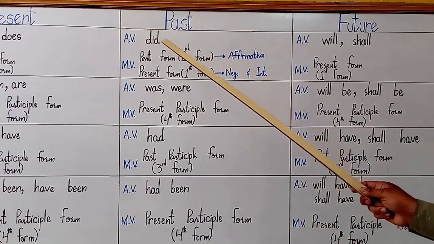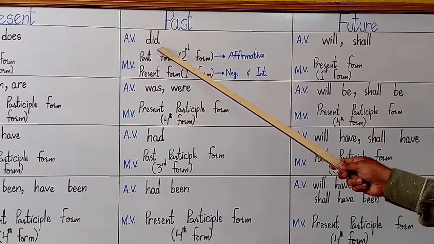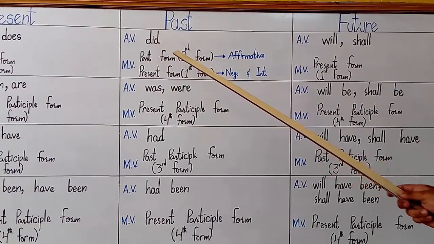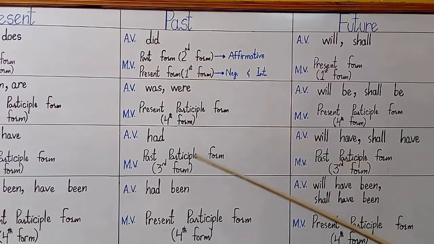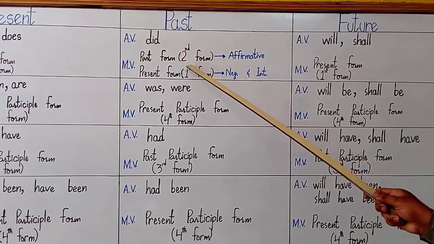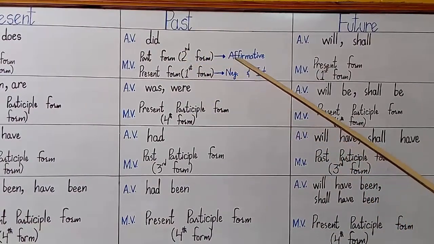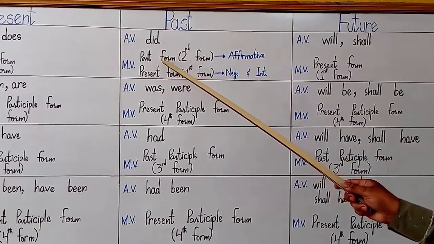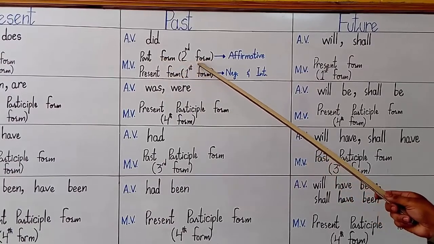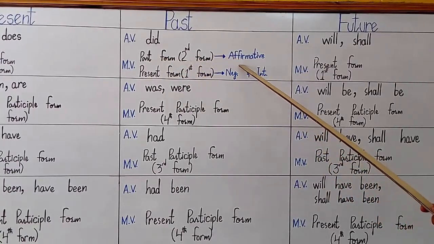In past simple, we use did as auxiliary verb. And for the main verb forms, I will tell you a very unique quality of second form of verb, which is past form of verb. My dear brothers, past simple is the only tense in whole English where we use past form of main verb, which is second form of main verb, and that is in the affirmative sentence of past simple.